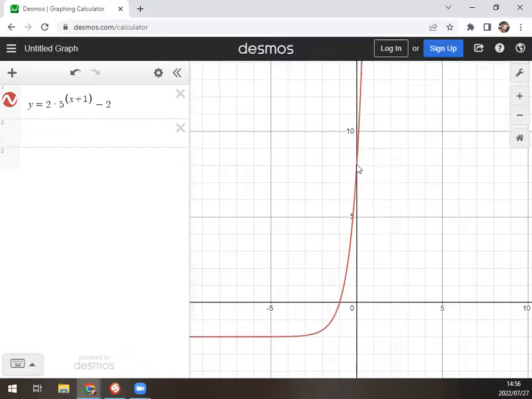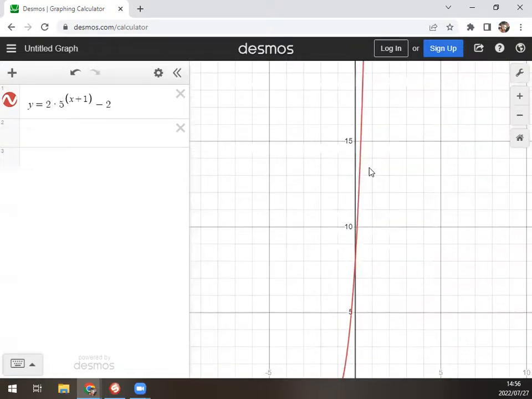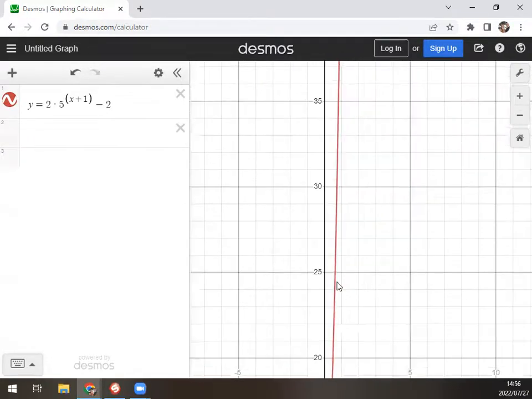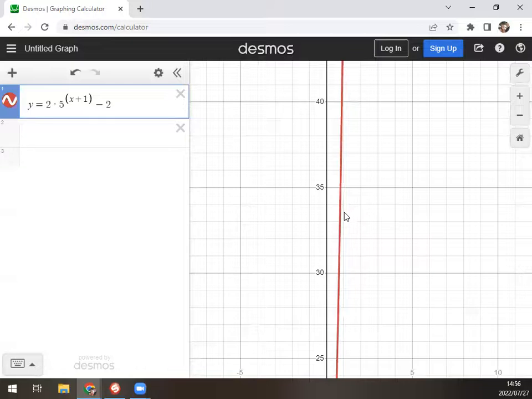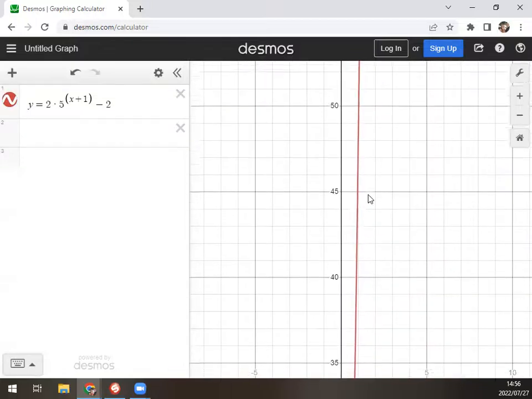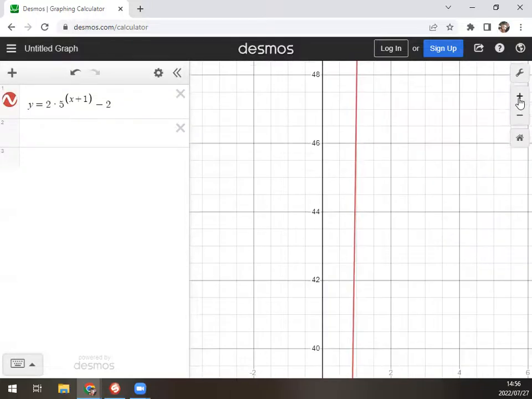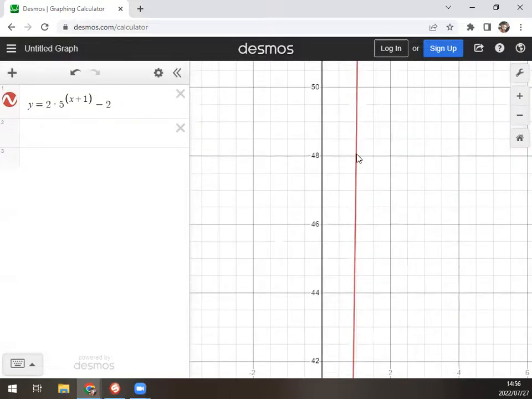Our y-intercept was at 8. You see that it is over there. And now if we go all the way up to 1, what did we get? 48, hey? 1 and 48. It looks like it's here somewhere. There we go. There is that point that we got.